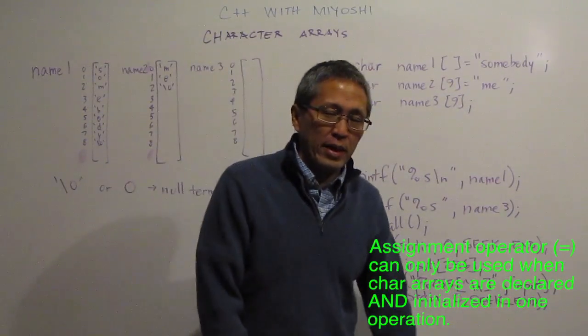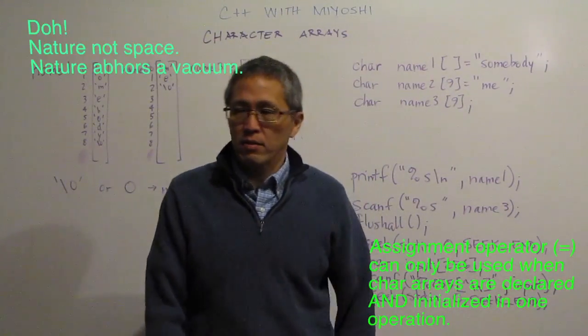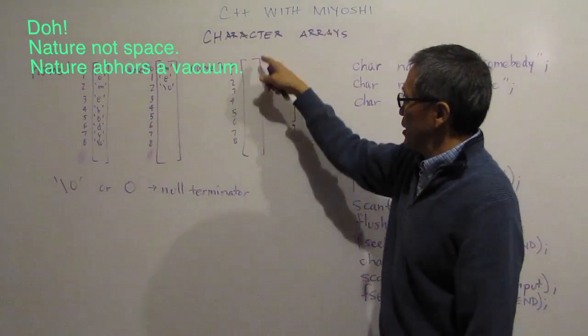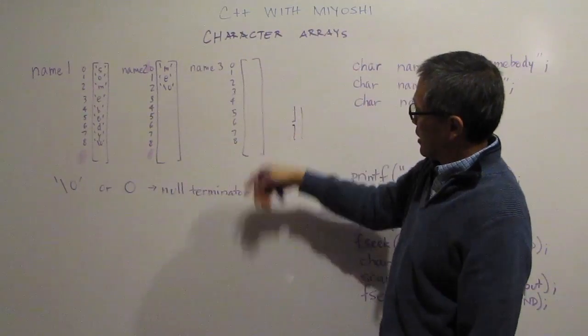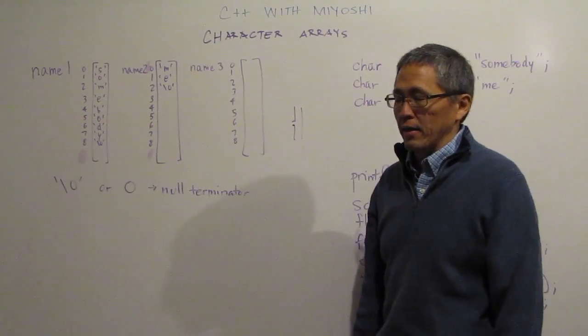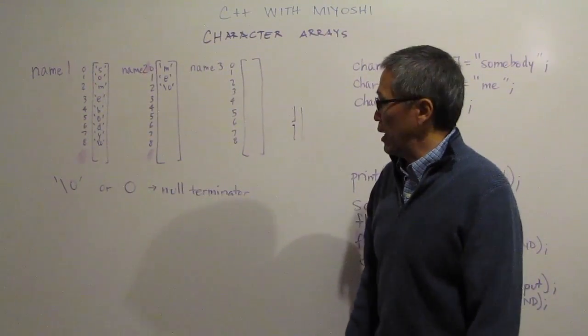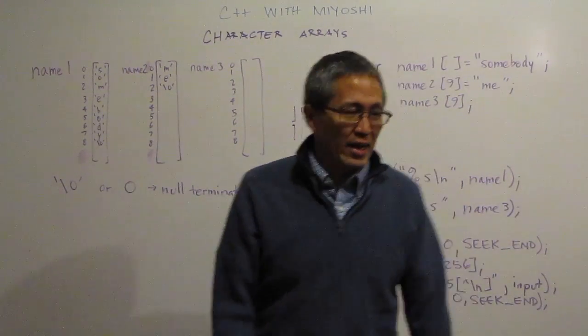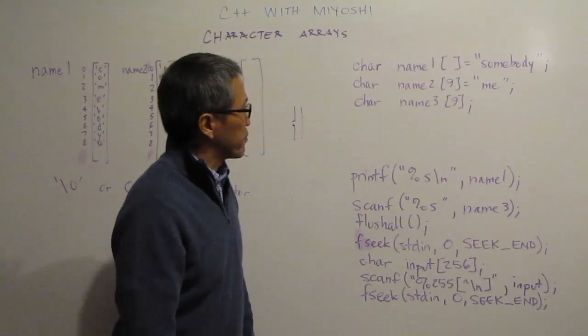Just like space, computers abhor a vacuum, or at least memory abhors a vacuum. So there's got to be something in there. In this case, it looks like there's nothing in there, but really there's garbage. And if you printed out name3, you'd find out that there is garbage in there indeed. Okay?